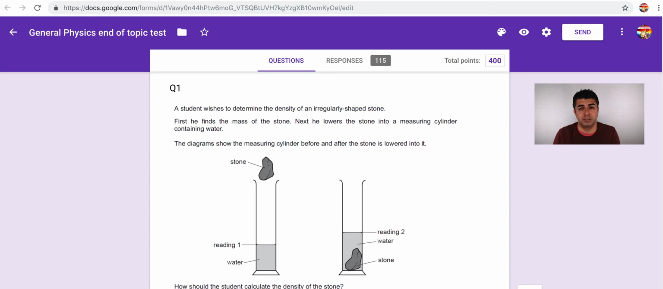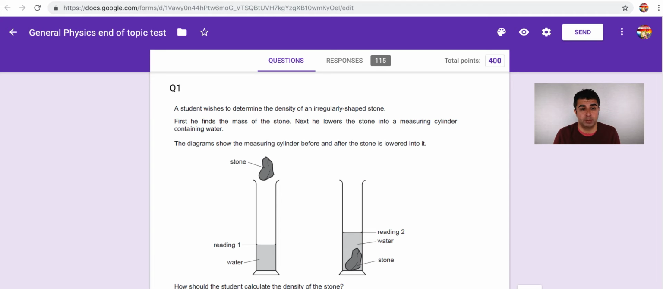Welcome to the General Physics End of Topic Multiple Choice Test, where we were supposed to do 40 questions in 45 minutes under test conditions. I'm now going to go through each question one at a time and explain where the answers came from.